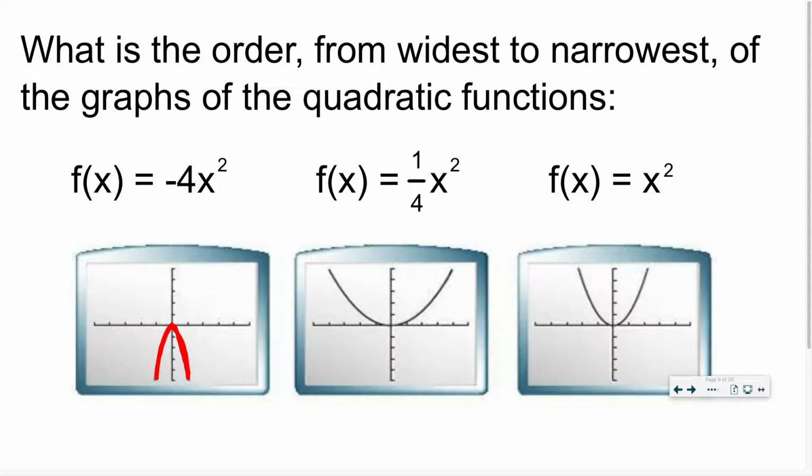Skinny. Why skinny? Because the coefficient is bigger. Yeah, our coefficient is bigger, which means as we multiply, you're actually multiplying by a larger number. It's going to move faster.